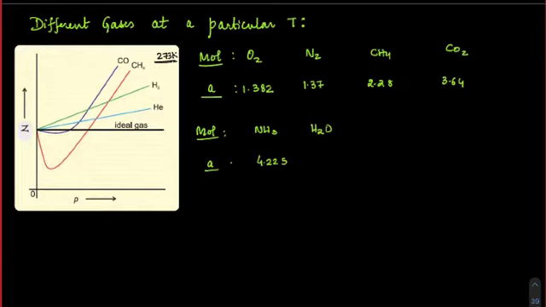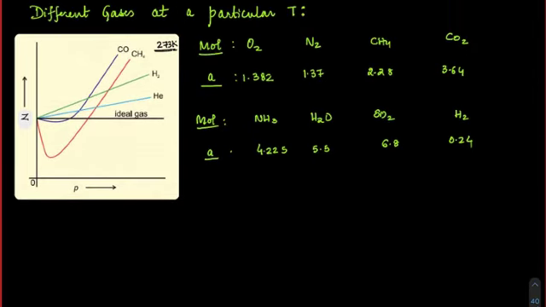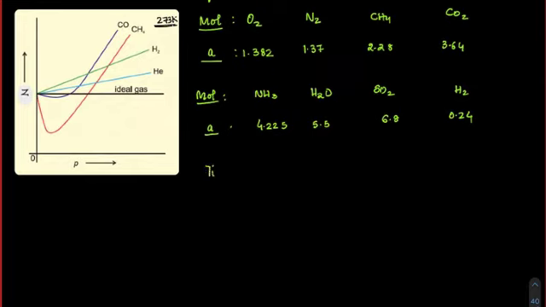H2O is found to be 5.5. SO2 is found to be 6.8, and H2 is found to be 0.24. Okay. See, in this there are two factors for a value to increase or decrease. There are two factors which are mostly contributing for a values.